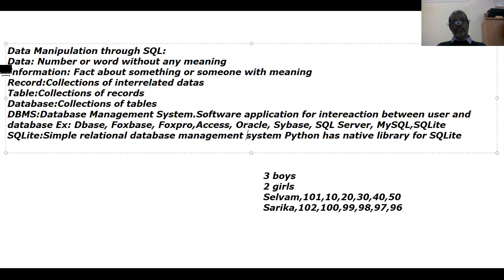Data is a number or word without any meaning. Information is a fact about something. That should be a truthful fact, about something or someone. Third one is record, that is a collection of interrelated data. Table: collections of records. Database: collections of tables. DBMS, Database Management System: a software application for interaction between user and the database. Examples: dBase, Foxbase, FoxPro, Access, Oracle, Sybase, SQL Server, MySQL, SQLite. SQLite is a simple relational database management system. Python has a native library for SQLite. That is what it is.